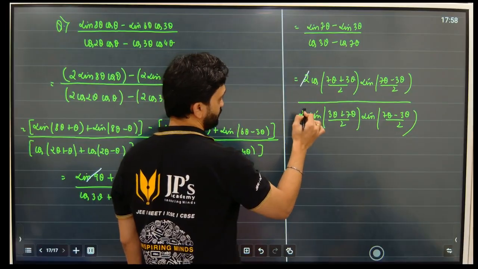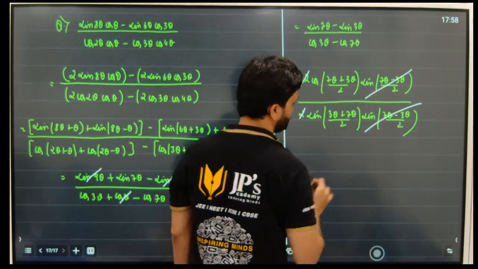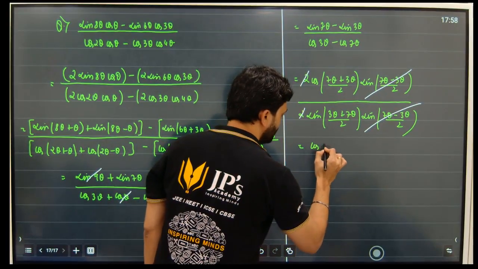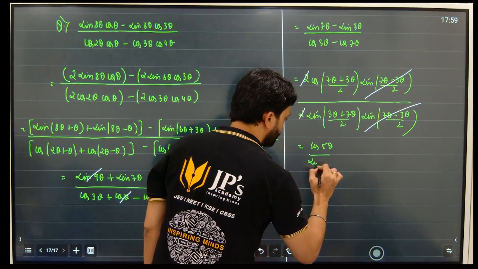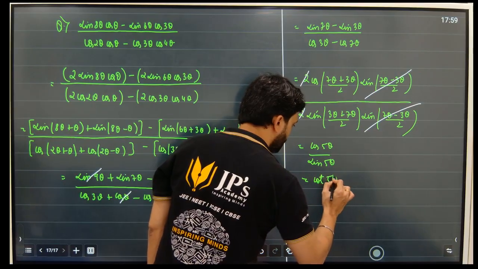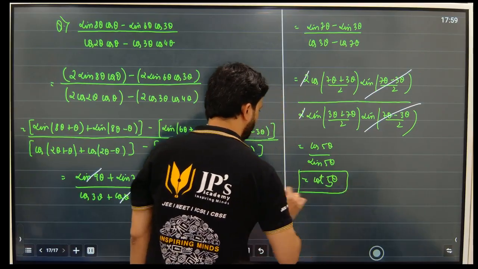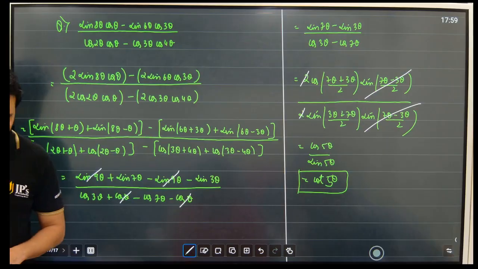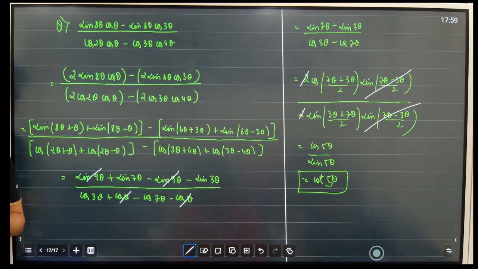This 2 gets eliminated. Entire sin has got eliminated. 7 plus 3 is 10. So cos 5 theta upon sin 5 theta, cot 5 theta. Very important sum. Very easy sum. Okay.